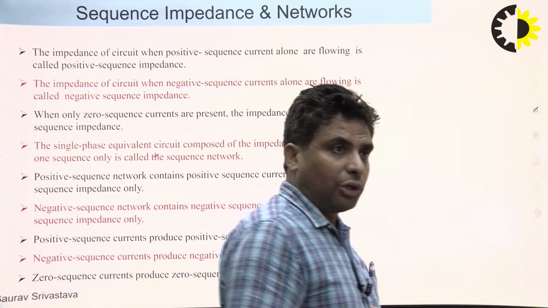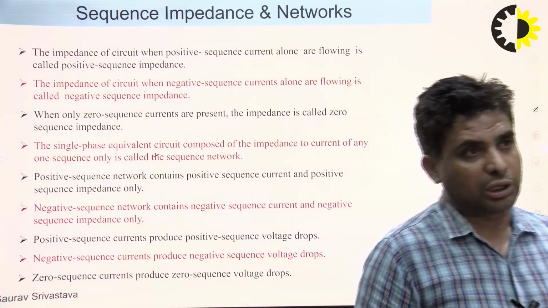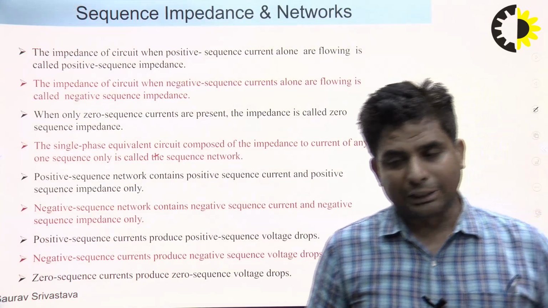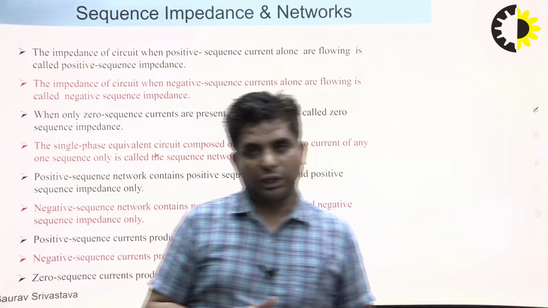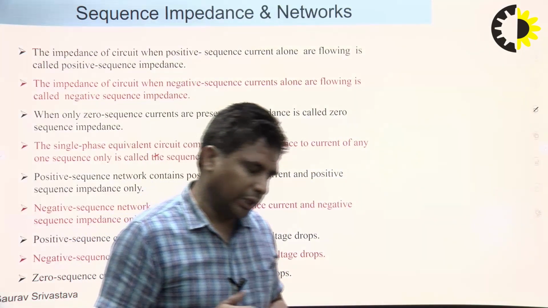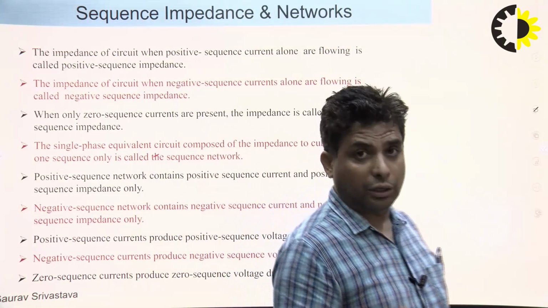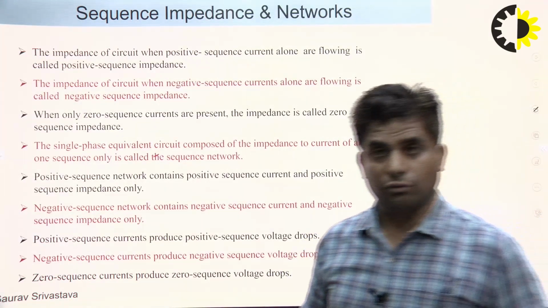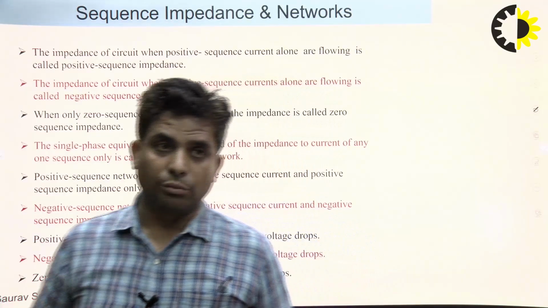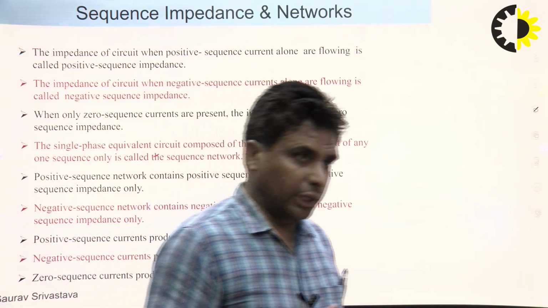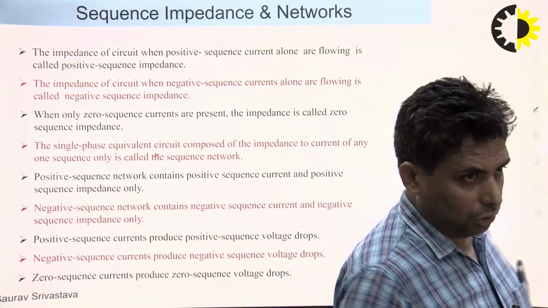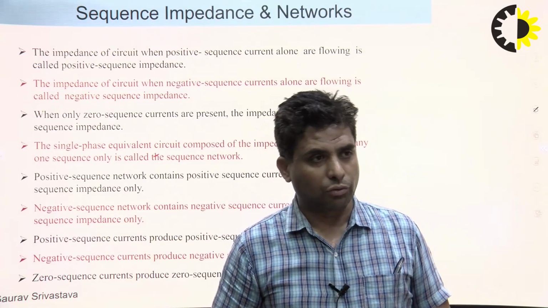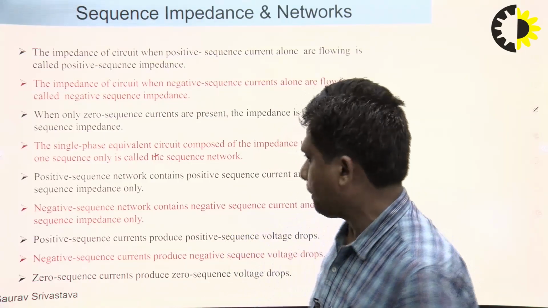The positive sequence network contains the positive sequence current and the positive sequence impedances. Similarly, the negative sequence network has the negative sequence impedances as well as the negative sequence current in the circuit. For the zero sequence network, the zero sequence current produces the zero sequence voltage drop.